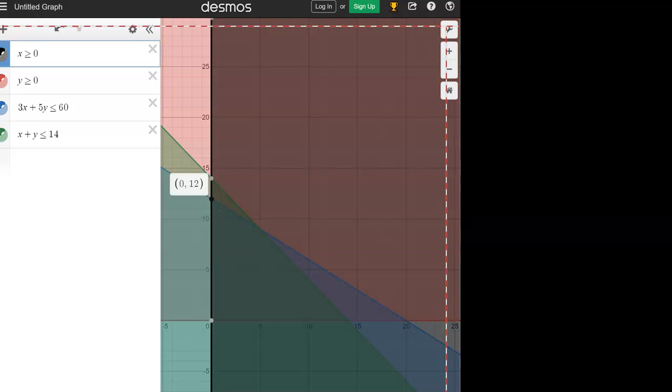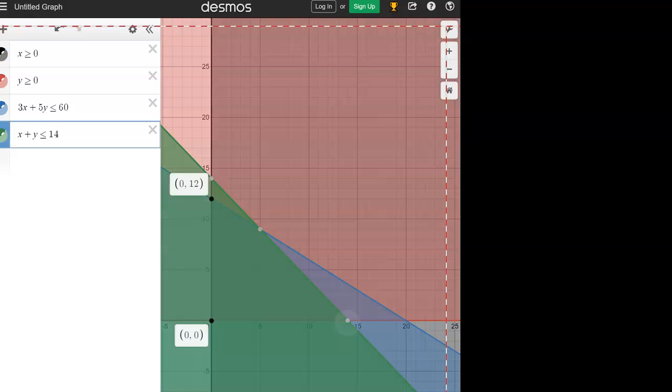So right there, 0, 12 that I just clicked. Of course, 0, 0 is a corner. This one down here is at 14, 0. And then where they intersect on the graph is at 5, 9. So those 4 points there on the screen, those are the corners of that double shaded area.